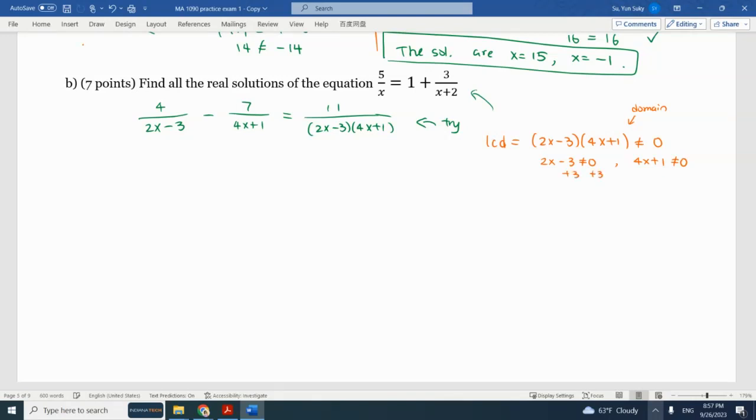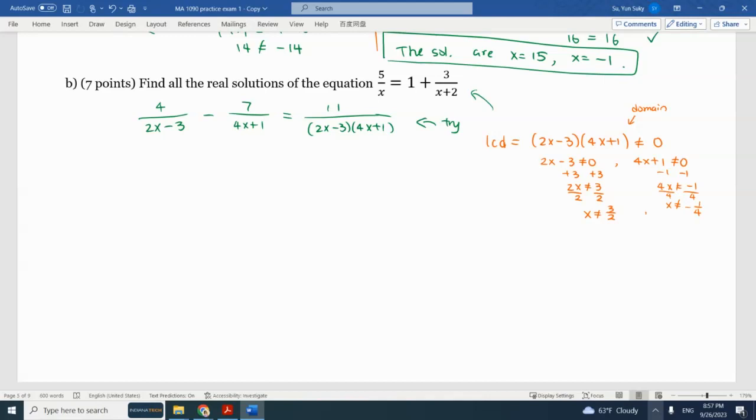So we add 3 on both sides. You get 2x not equal to 3. Both sides divided by 2, so x not equal to 3/2. On the other side, subtract 1 on both sides. You get 4x not equal to minus 1, and both sides divided by 4, so x not equal to minus 1/4. So those are two numbers outside of the domain.